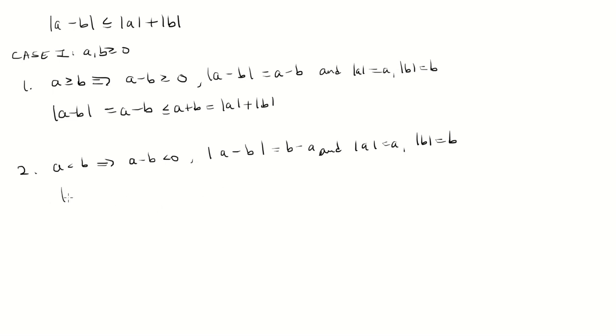Okay, so we have the absolute value of a minus b is equal to b minus a, which is less than or equal to b plus a, and that's equal to the absolute value of a plus the absolute value of b. So in both cases, what you end up with is the absolute value of a minus b is less than or equal to the absolute value of a plus the absolute value of b.